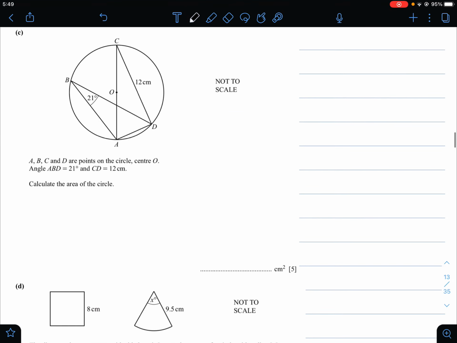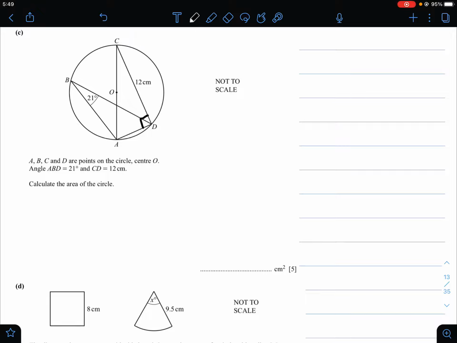So for part C, they are asking us to calculate the area of the circle. Now, we know that we can use the circle theorem's rules in this case. So the first rule that we can use is that the angle in the semicircle is always 90 degrees. So when there is a chord that goes through the diameter and it forms a triangle like this, ACD, that angle that it forms at the edge of the circle, that is this angle, is always 90 degrees.